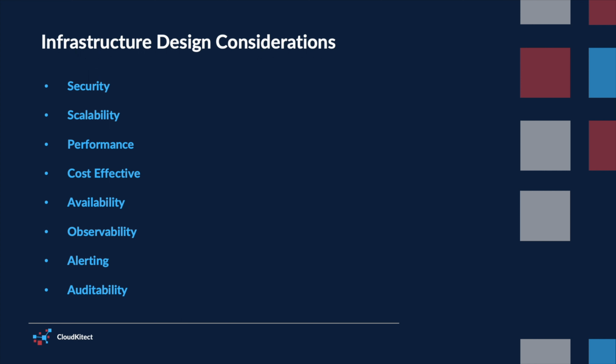Availability. Your application needs to be up and running at all times. We will explore the deployment across multiple availability zones, failover strategies, and the implementation of redundant systems to ensure continuous service. Observability. Visibility into your operations is essential for troubleshooting and performance tuning.